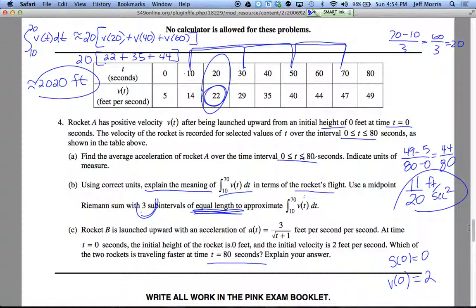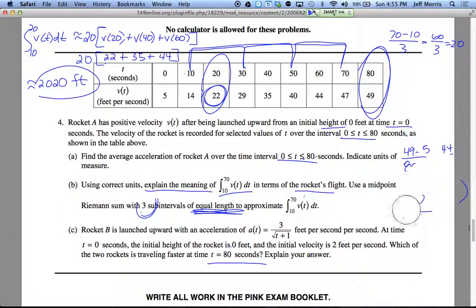All right, so here's what you're going to do. Which of the 2 rockets is traveling faster at 80 seconds? Explain your answer. I don't even know if we need the initial height here. At 80 seconds, rocket A is traveling how fast? So we know how fast it's traveling. What I need to do is figure out how fast rocket B is traveling at 80 seconds. This one is non-calculator, so let me show some work on this one. Let me zoom out. Need a little more room.